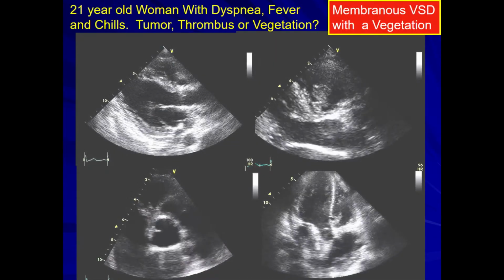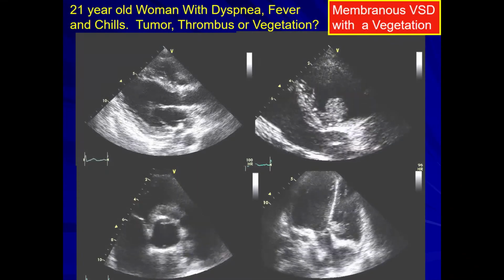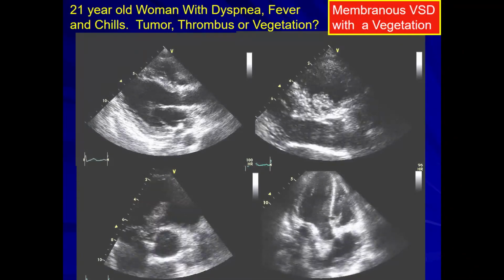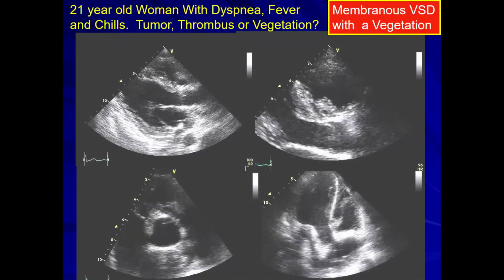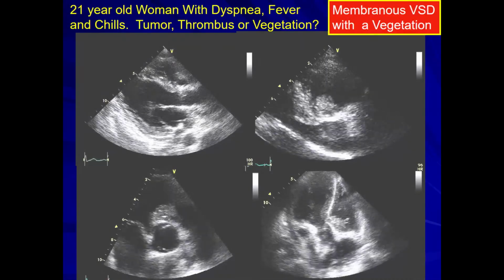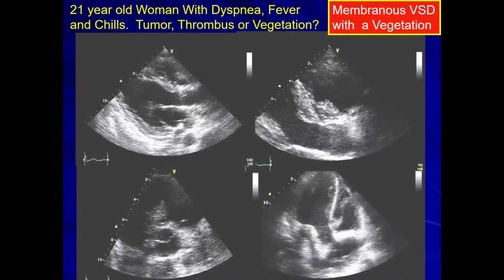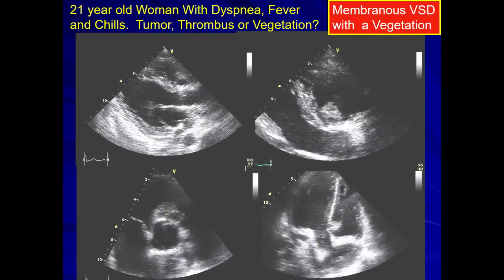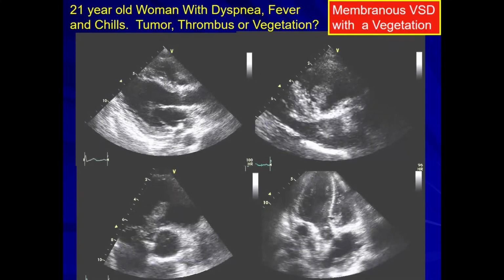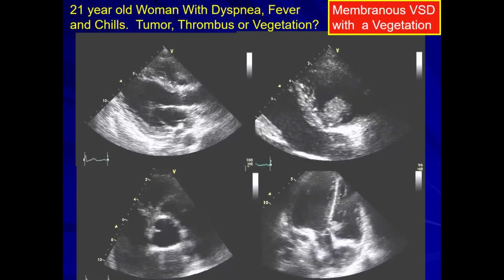So this is a 21-year-old patient of mine that I actually had a chance to take care of. She presented with dyspnea, fever, and chills, and was found to have multiple pulmonary emboli. And the echo held the key to why she had all those pulmonary emboli. You can see that in the upper right-hand panel, the zoomed parasternal long axis view, there's a very mobile mass attached to the interventricular septum there.